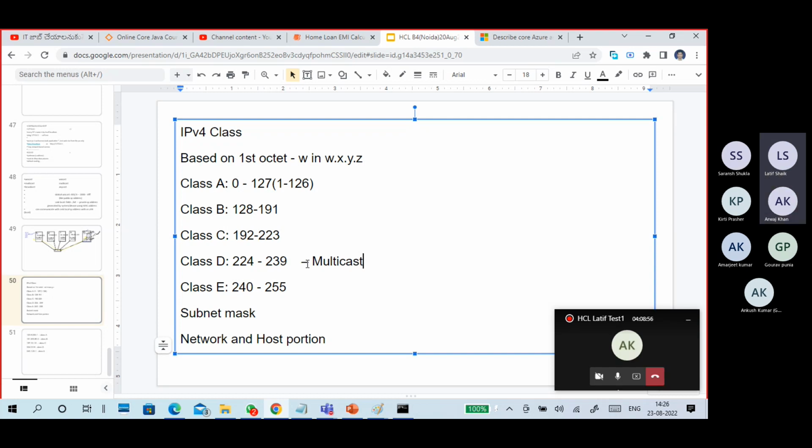Multicast, we don't use this. This one is also not used, R&D. R&D, we don't use this one either. This is R&D. Okay. And here, this part I will tell again.